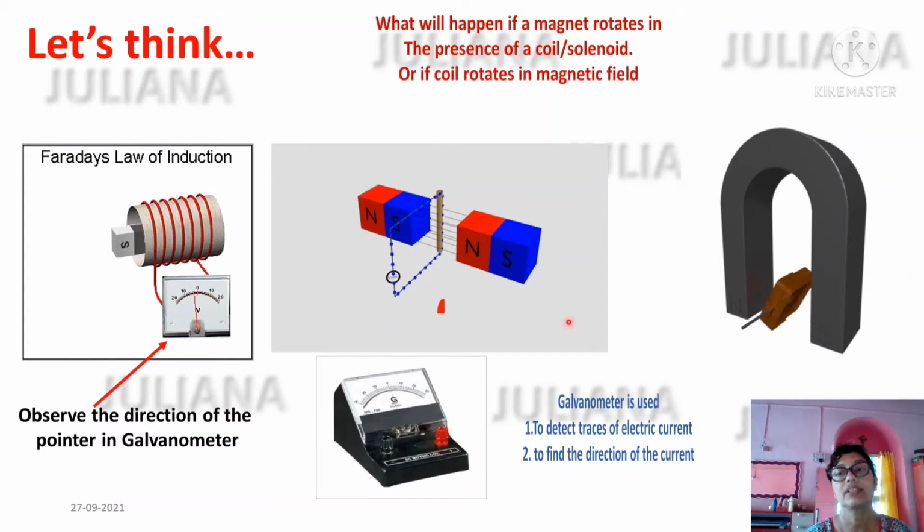Okay, so this is what we need to keep in mind. Either the magnet moves and the coil is steady, or the coil moves and the magnet is steady. In either case, induced current will be generated.